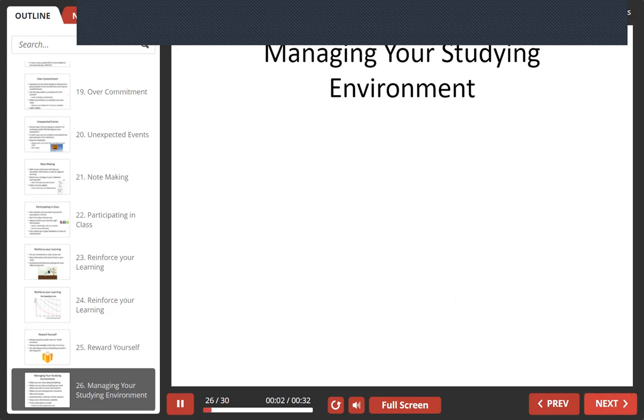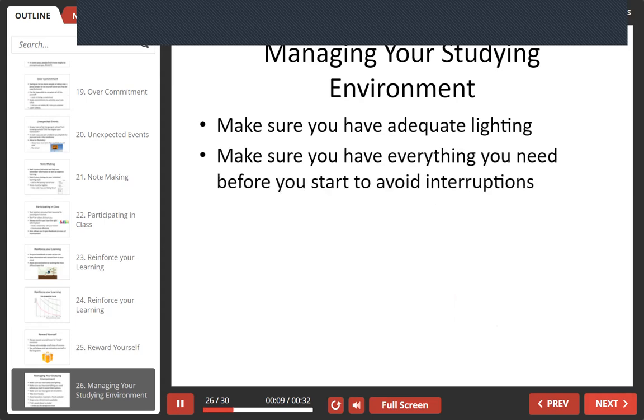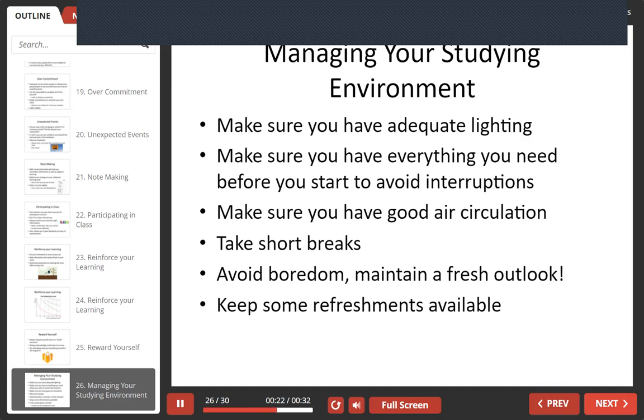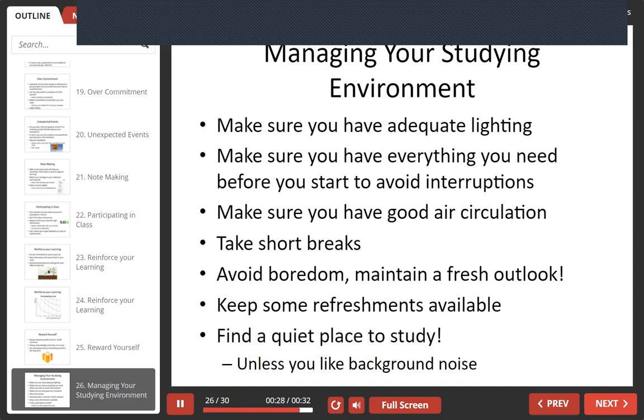Managing your study environment includes making sure you have adequate lighting, making sure that you have everything that you need before you start, avoiding interruptions, and making sure you have good air circulation, taking short breaks, avoiding boredom, maintaining a fresh outlook, and keeping some refreshments available. And some people prefer to study in a loud area, but it's always good to find a quiet place to study, unless you like background noise.